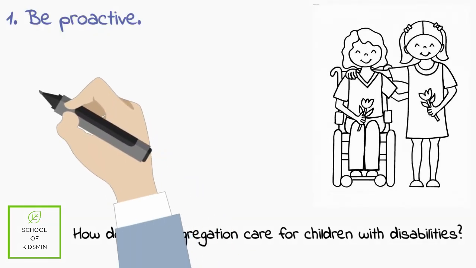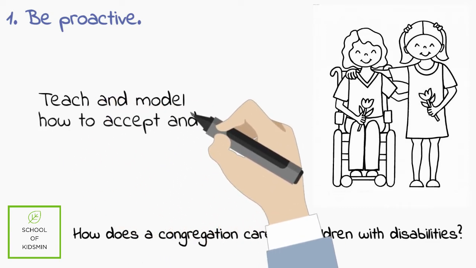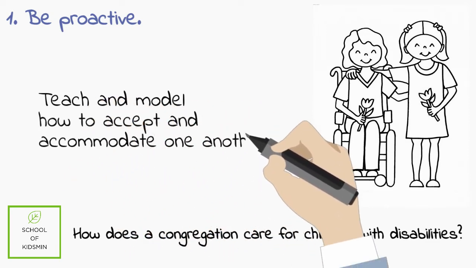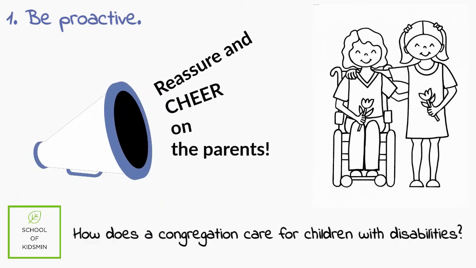1. Be proactive. Teach and model how to accept and accommodate one another. Pray for the children. Create support systems. Reassure and cheer on the parents. Connect members of the congregation as friends and mentors.